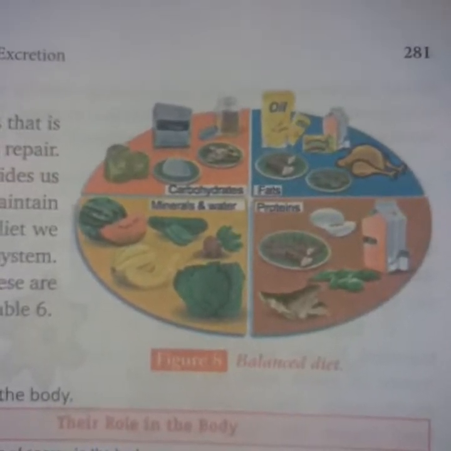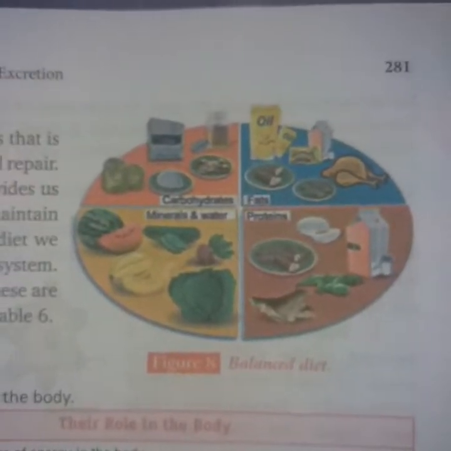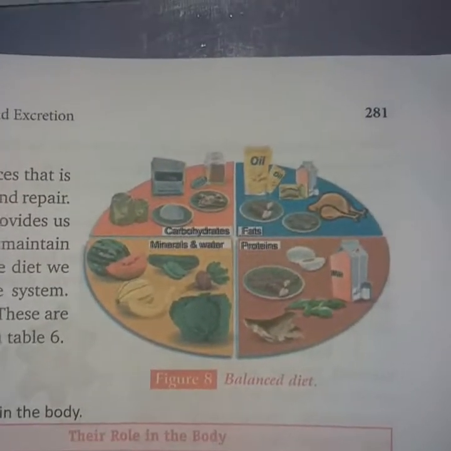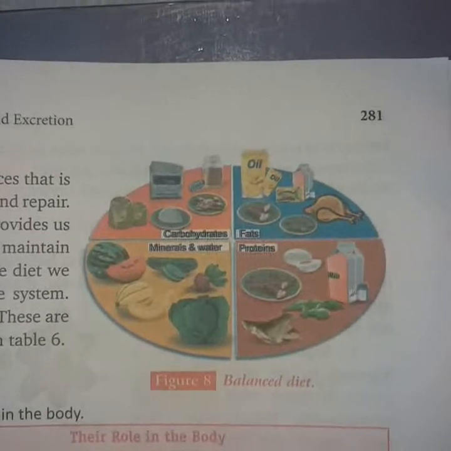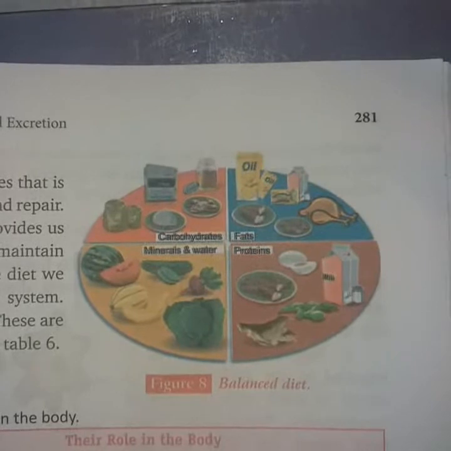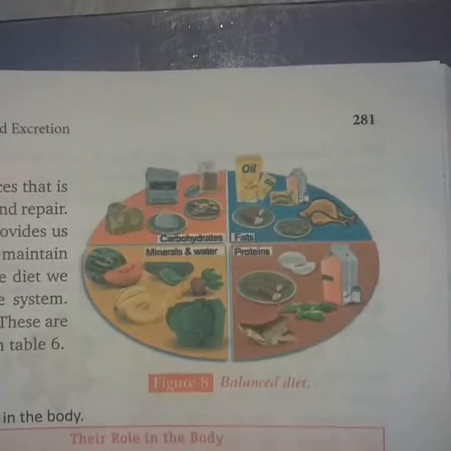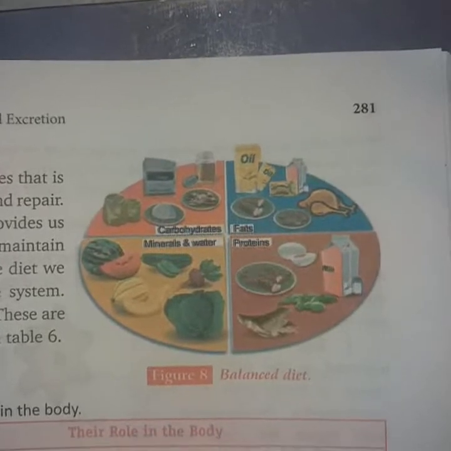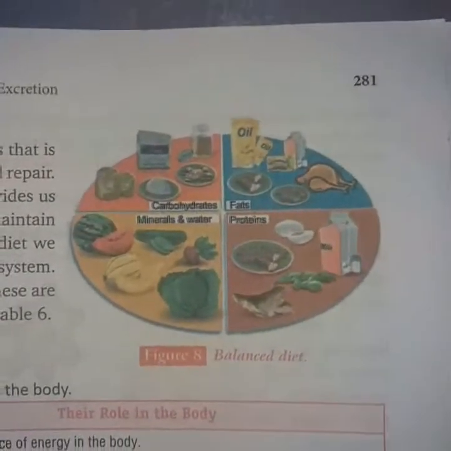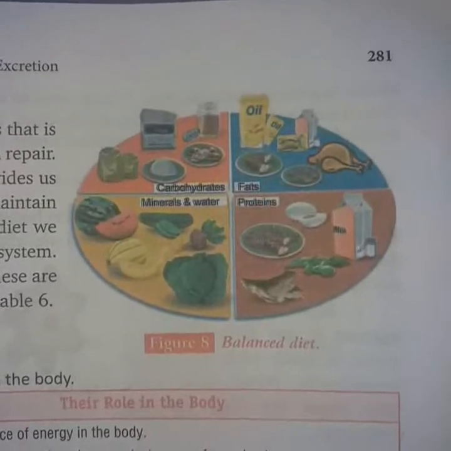Next is fiber. Fibers take up water in the gut. They also help to pass feces easily. So, fibrous food is very beneficial for animals and human beings.